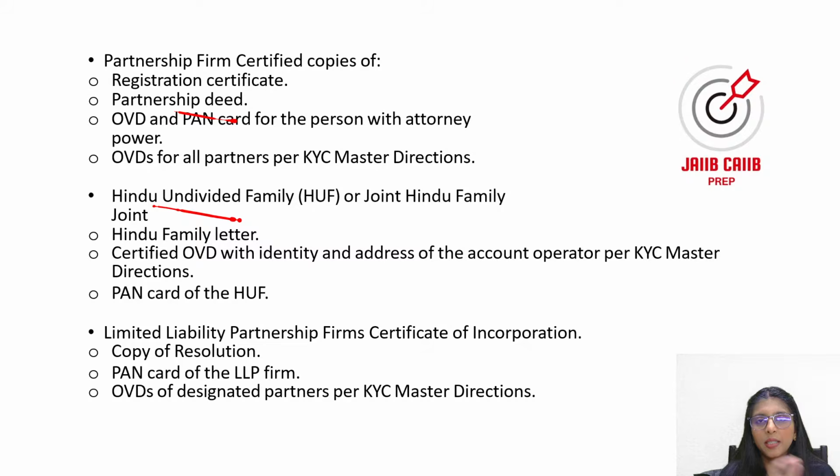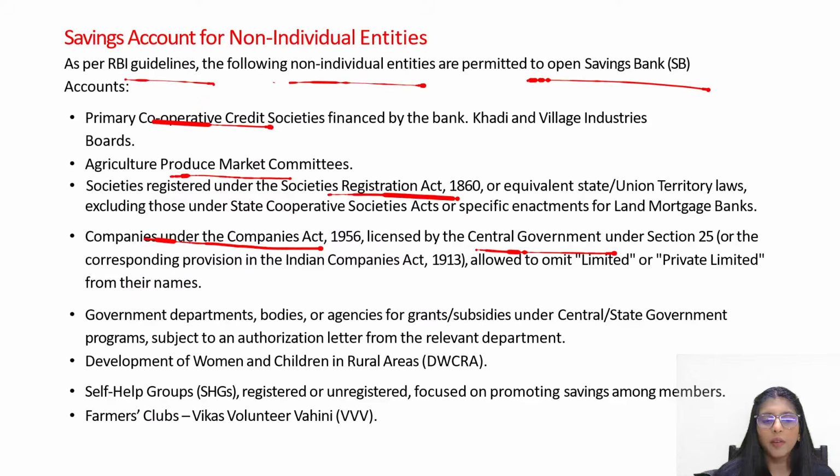Savings bank account for non-individual entities. As per RBI guidelines, the following non-individual entities are permitted to open a savings bank account: primary cooperative credit societies, agriculture produce management committees, societies registered under the Societies Registration Act 1860, companies licensed by the central government under Section 25 of the Companies Act, government departments, bodies, agencies, and subsidies under central or state government programs, development of women and children in rural areas, self-help groups, farmers' clubs, Vikas Volunteer Bahini. These are the savings accounts for non-individual entities.